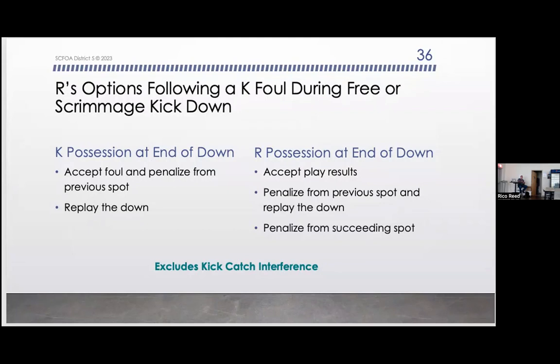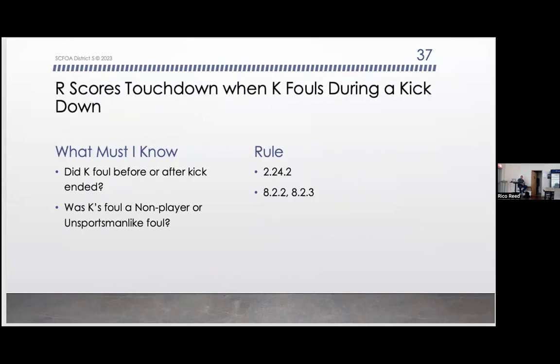R has possession at the end of the down, and K commits a foul in a free kick or scrimmage kick down. What are the options for R? Taking advantage of the dead ball spot, they can always replay and enforce from the previous spot, or they can enforce it from the succeeding spot. Remember on that play, if they score a touchdown, you can only take it on the try. You cannot carry that over.